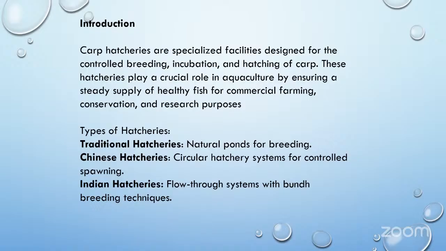Traditional hatcheries are nothing but natural ponds for breeding, whereas Chinese hatcheries are circular hatchery systems for controlled spawning. If you look into Indian hatcheries, they have flow-through systems with bund breeding techniques.